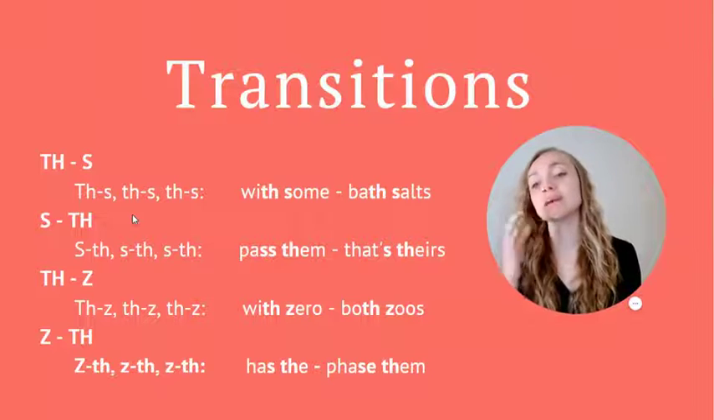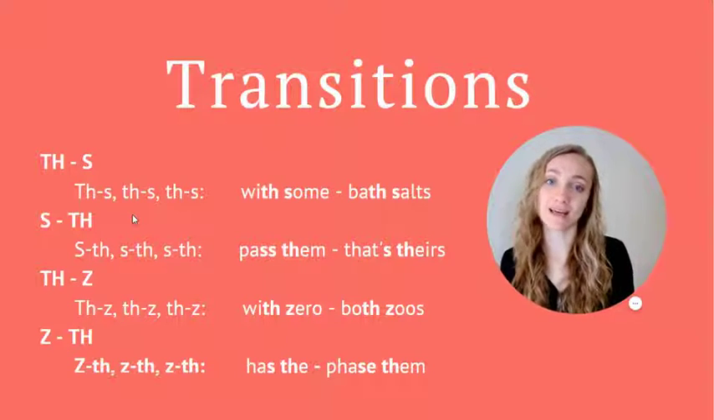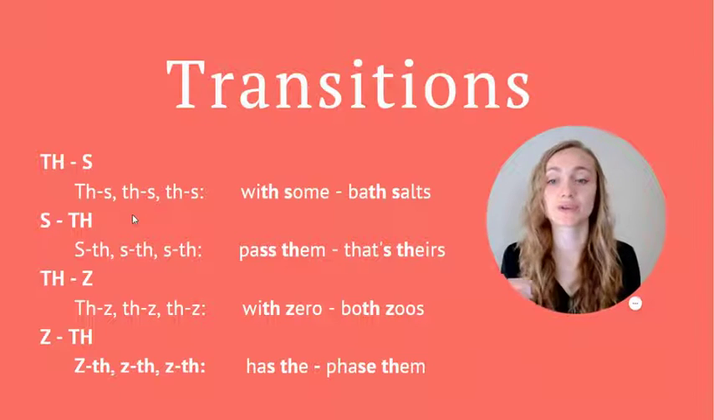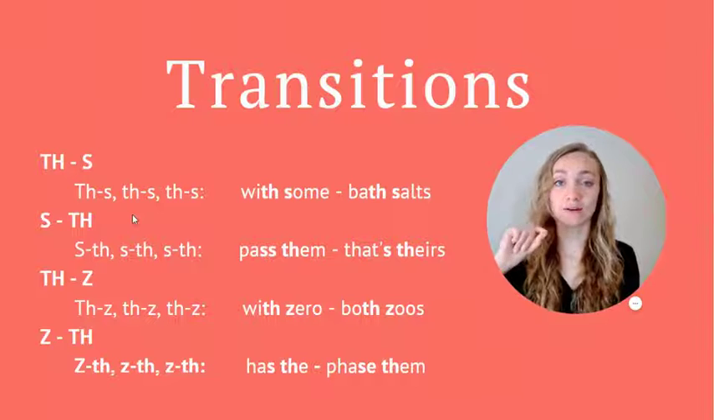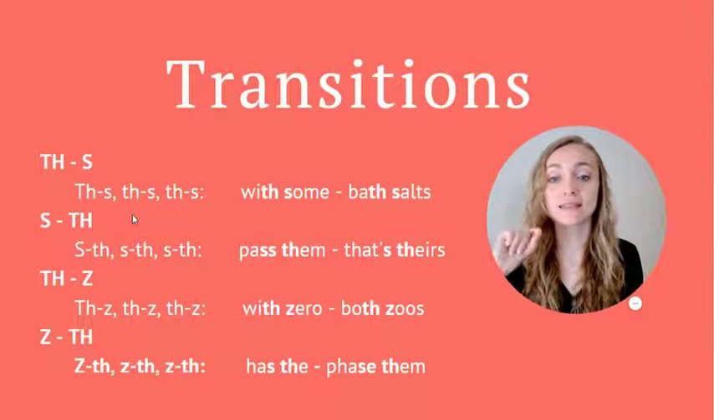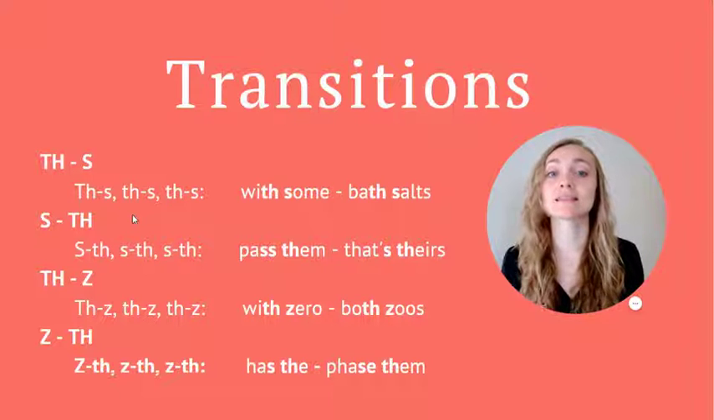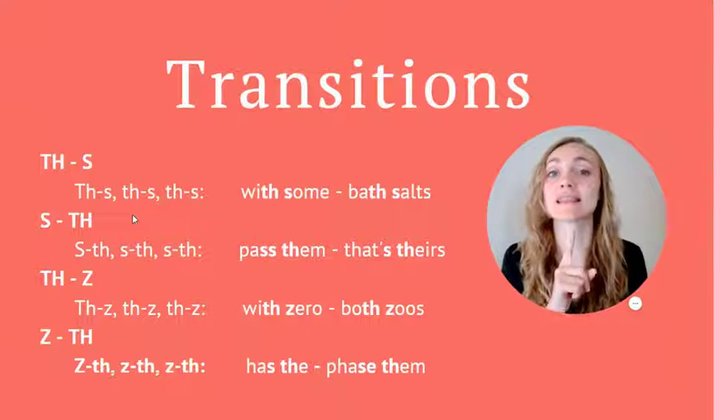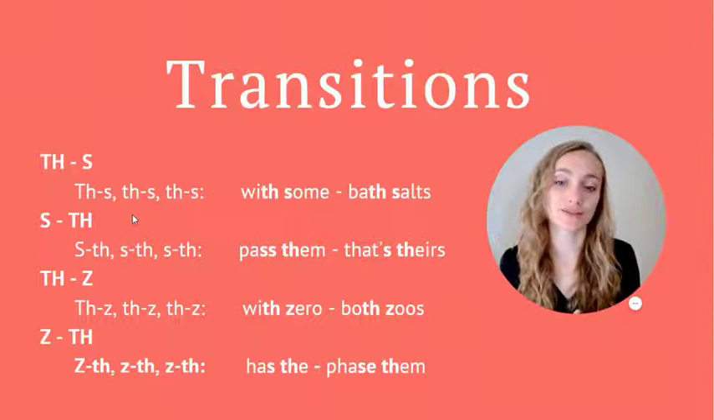Okay, and then we'll do the same thing with the TH and S, but this time we'll start with S and go into a TH. So start with the S sound, S, and go to TH. S. Pass them. That's theirs. Great. And then we'll do the same thing with all of the other sounds.